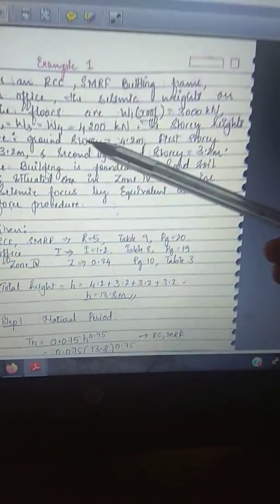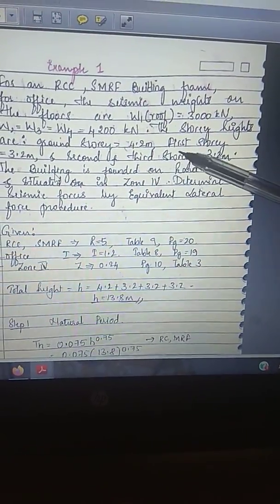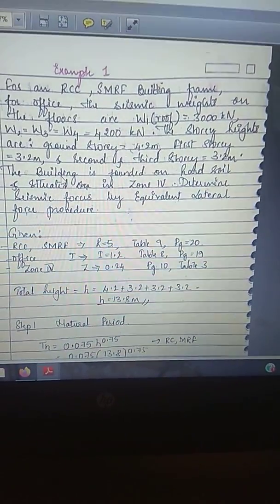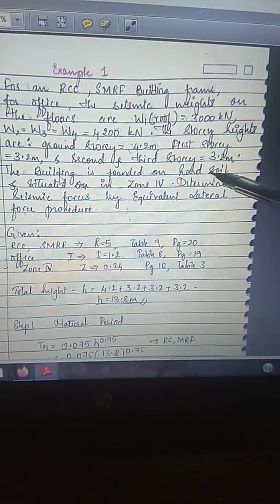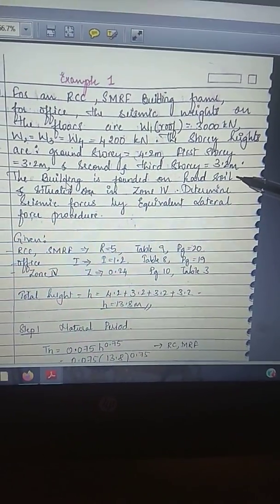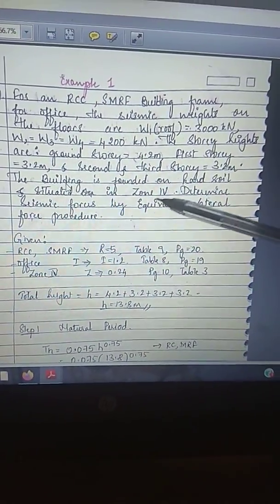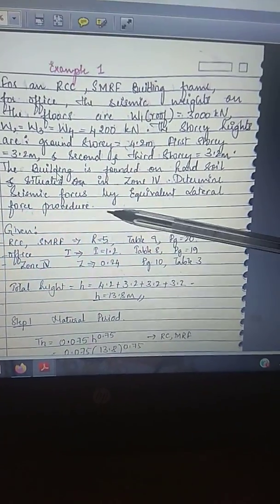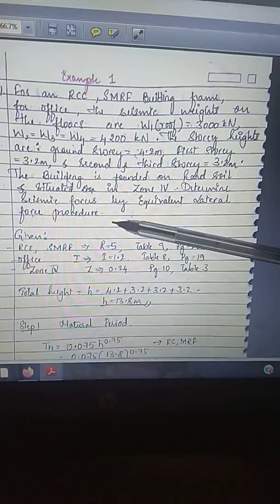The story heights are, at the ground level it is 4.2 meters, the first story is 3.2, and the second and third story also are 3.2 meters. The building is founded on hard soil, so the type of soil is mentioned over here, and it is situated in zone 4. So we have to pick the Z value for zone 4. Determine the seismic forces by equivalent lateral force procedure.